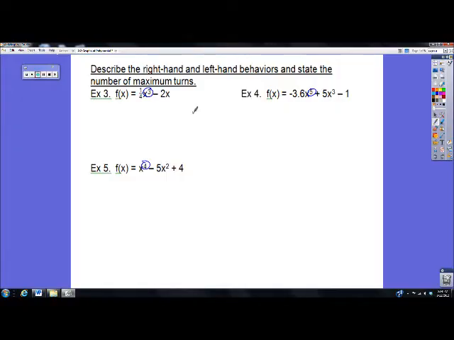Okay, let's describe the right hand, left hand behaviors and state the maximum number of turns. So let's say what's going on with the left side of the graph, with the right side of the graph, and let's state the maximum number of turns. I'm going to abbreviate: let's say what's going on the left, the right, and max turns. Go ahead and write this for all of these.